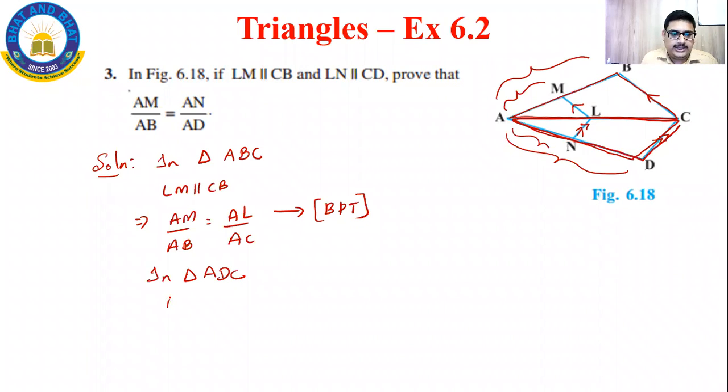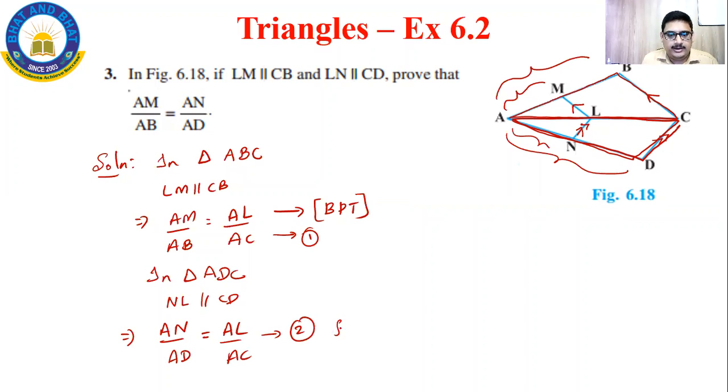So here NL, or LN, is parallel to CD. So I'll consider this as equation 1, students. Okay. So if that is the case, what will I conclude? AN divided by AD is equal to AL divided by AC. So again, this is from BPT.